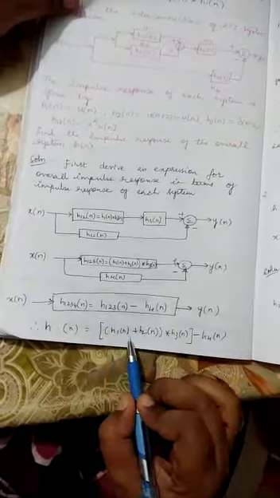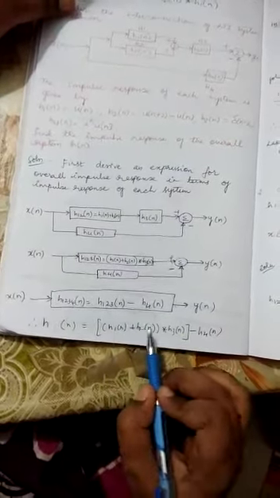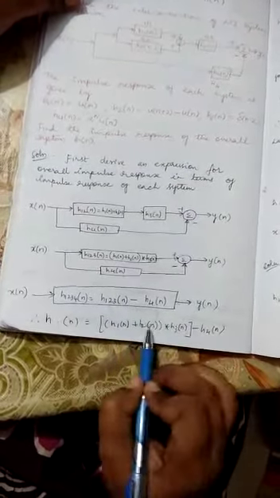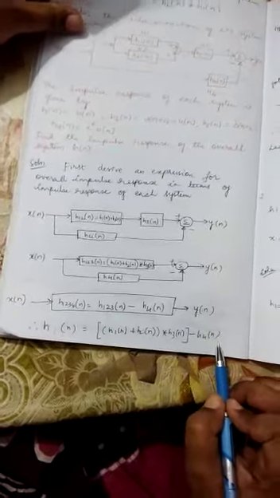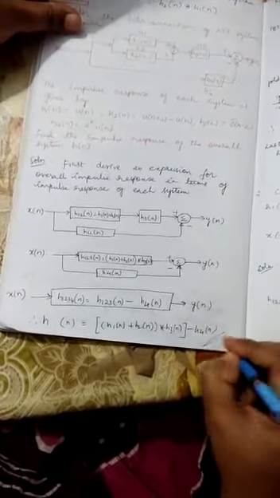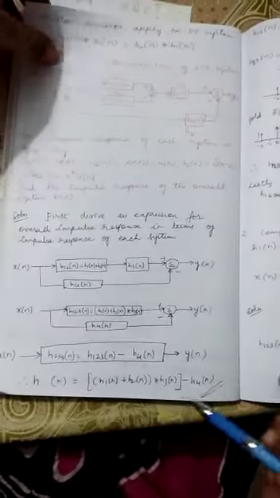It is h1 of n plus h2 of n, and after the addition that is convolved with h3 of n, then that whole thing is subtracted from h4 of n. So this is the final equation. Since h1, h2, h3, h4 are given, now we have to evaluate this equation.